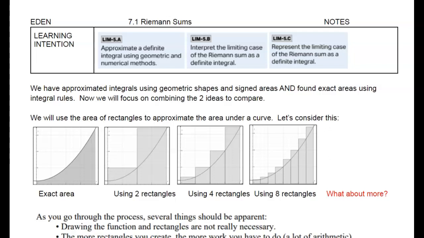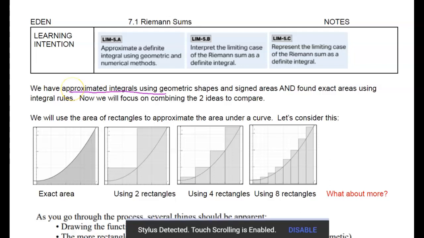All right, so Unit 7 is a super short unit, actually. It's called Riemann Sums, and we really could have learned Riemann Sums before we did definite integrals. Some books do, some books don't. I choose not to. But we've approximated integrals using geometric shapes and signed areas.